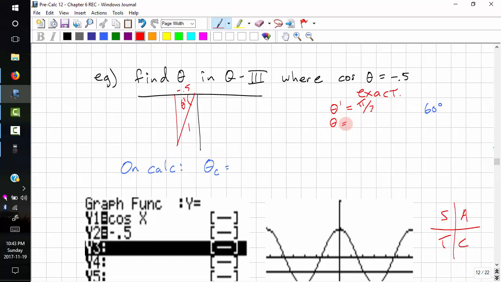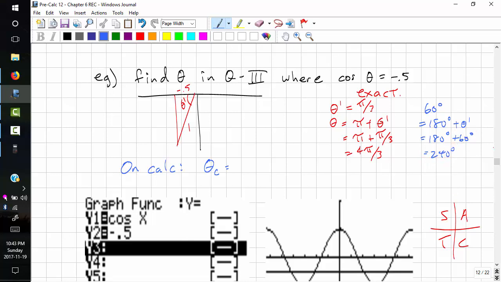So theta equals pi plus theta prime. This is pi plus pi over 3. We need a common denominator. We multiply this by 3 over 3, so we get 4 pi over 3. In degrees, we have 180 plus theta prime. This is 180 plus 60, and we have 240 degrees.